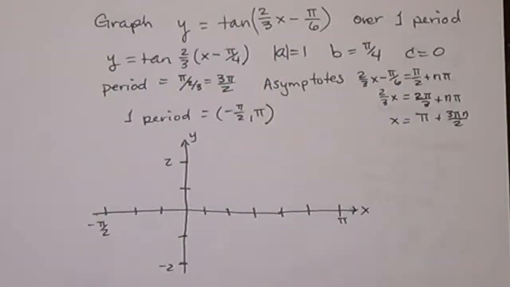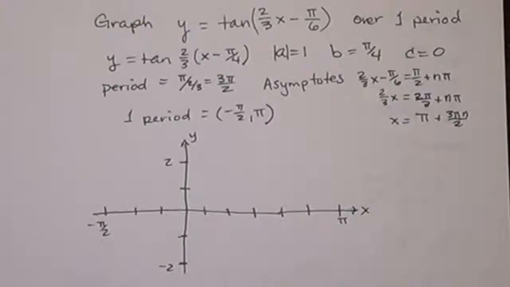Notice the middle points of those asymptotes. So looking from negative pi over 2 to pi, the middle point of that is at pi over 2. And if I look at pi over 4, that middle point value is actually going to be 0. That's going to zero out that argument, and it's going to be where sine is 0. So the whole function is 0.